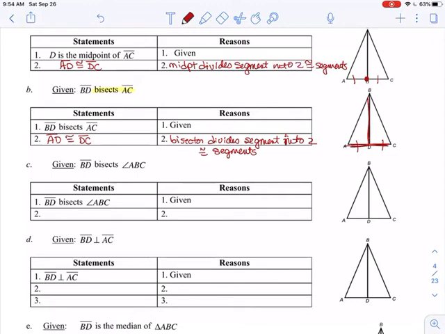All right, nothing else. I know it looks perpendicular. I cannot say that because that was not part of the given.